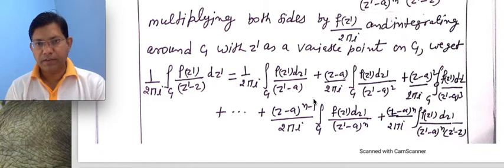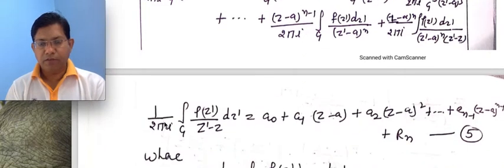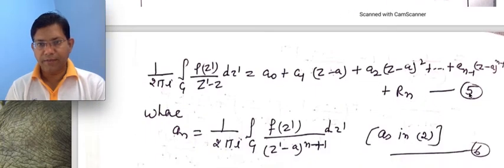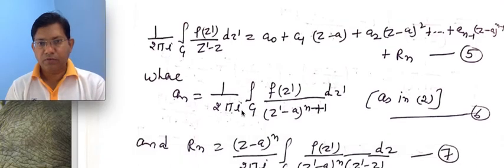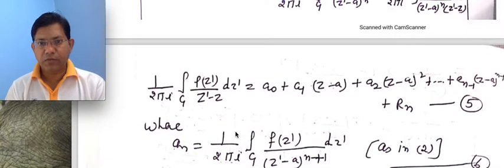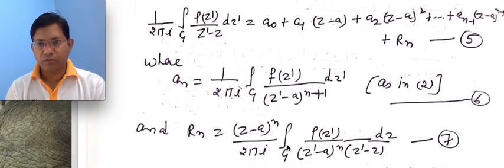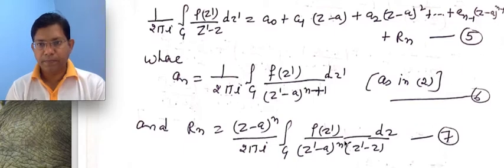Now applying the Cauchy integral formula, the terms become like this: 1 upon 2 pi i integral over C1 f z dash upon z dash minus a dz dash is a naught. This one is a naught, this is a1, and this is a2, and so on up to a n minus 1, and the last term we denote by Rn, where Rn equals 1 upon 2 pi i integral over C1 f z dash upon z dash minus a raised to power n plus 1. If we calculate a naught, it gives the first term. Similarly we can calculate the other terms also, and this is equation number 6.